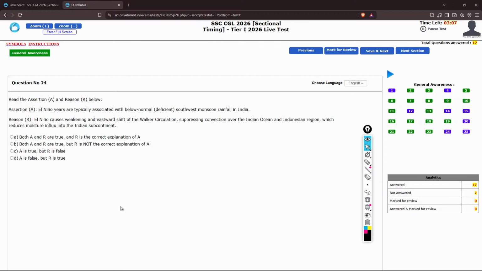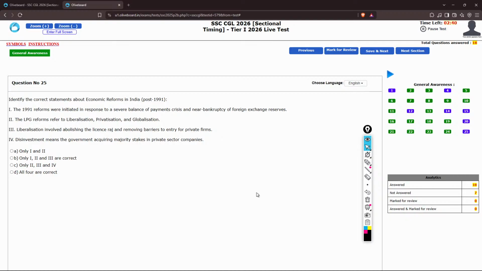El Nino, so drought. Typically rainfall is below normal, a deficit in the southwest monsoon. Yeah, true. Reason: El Nino causes weakening and eastward shift of the Walker circulation, suppressing convection over this region, which reduces moisture influx. Yeah, seems all right. So, correct explanation. And the last one is the correct statement.